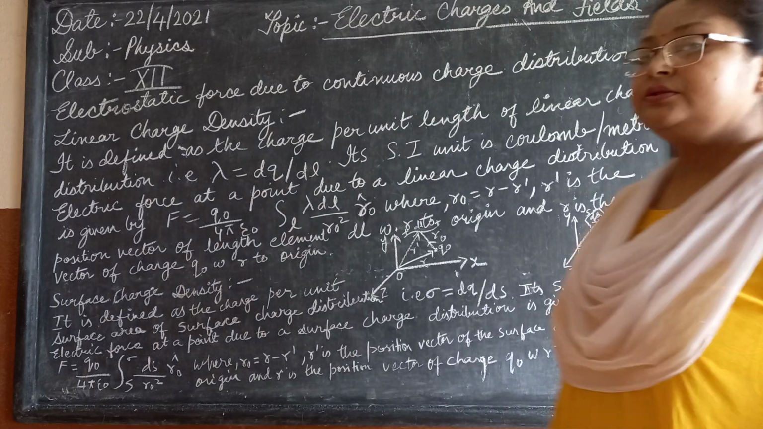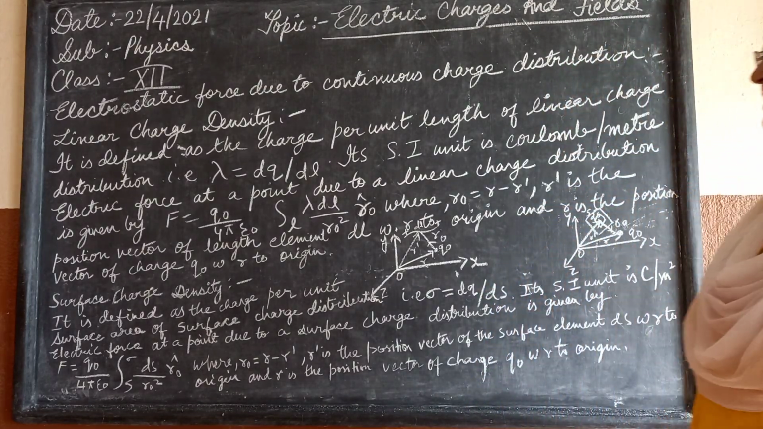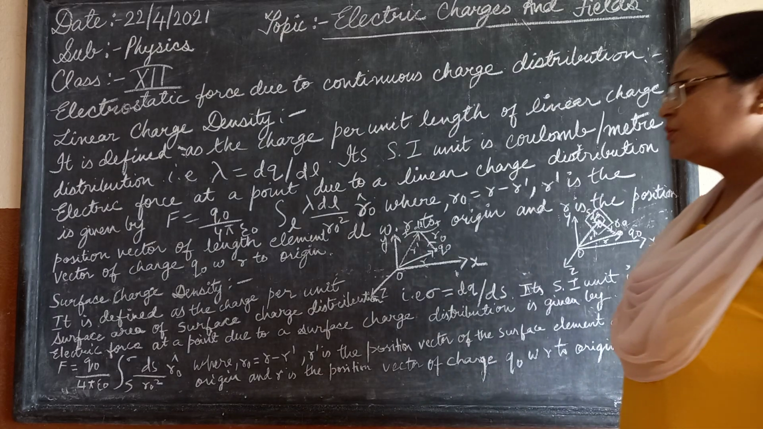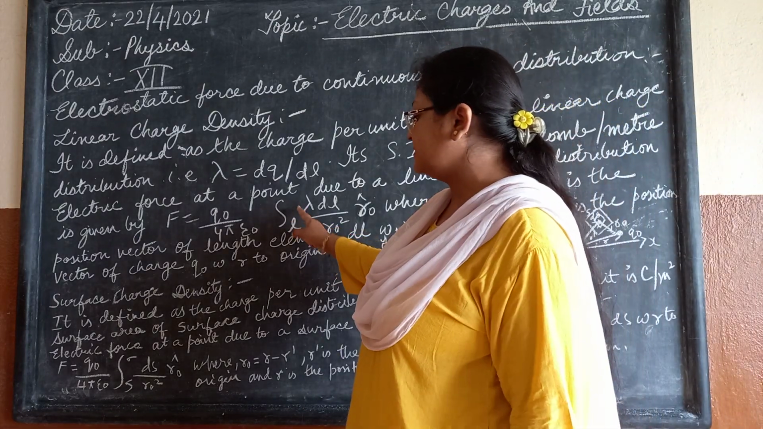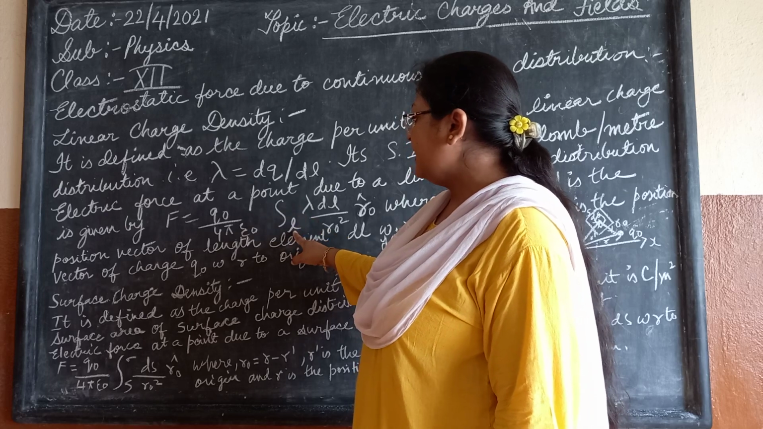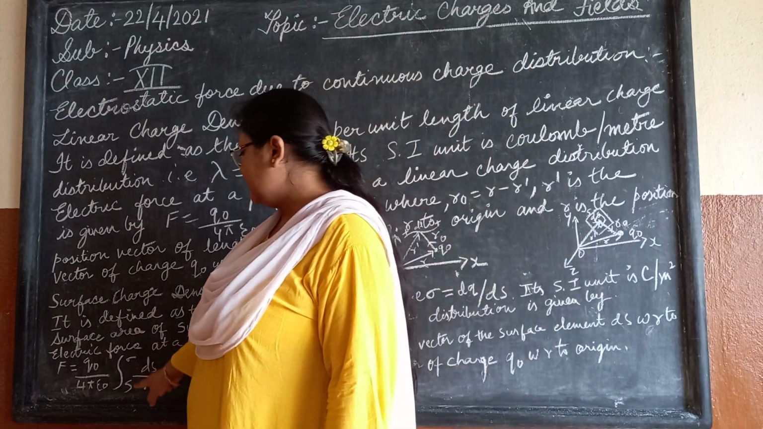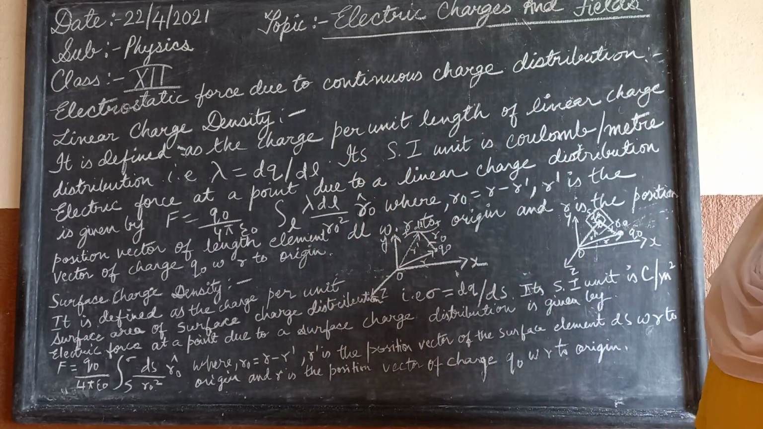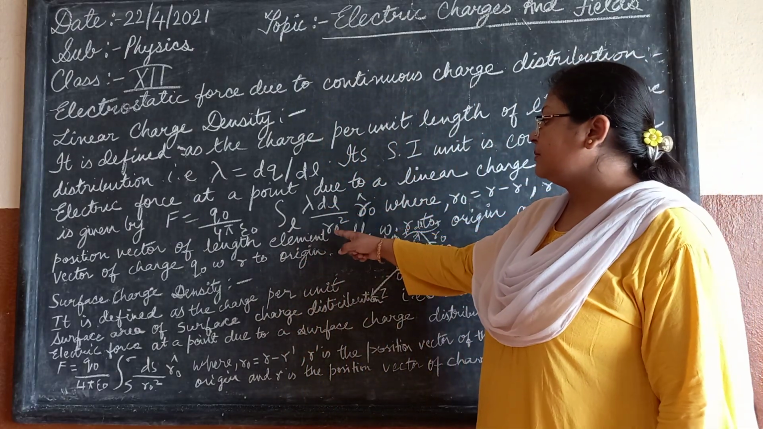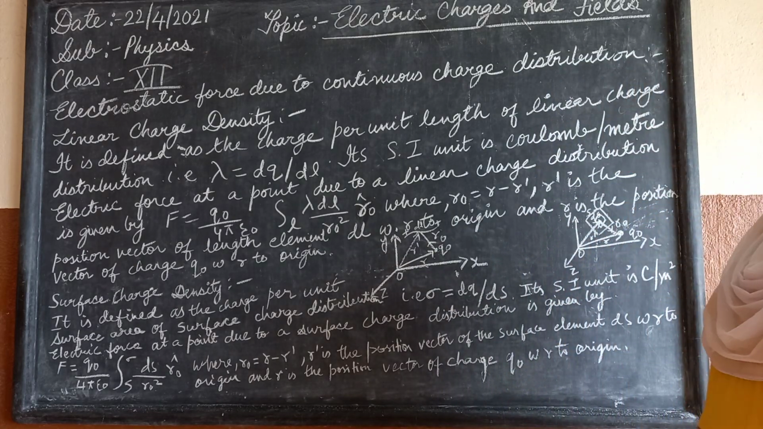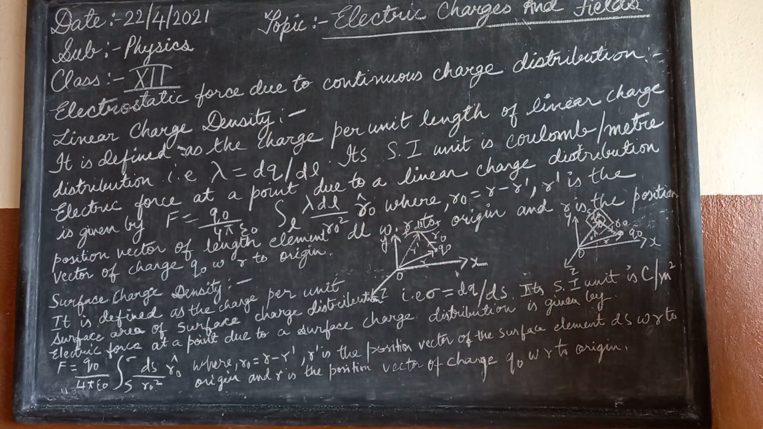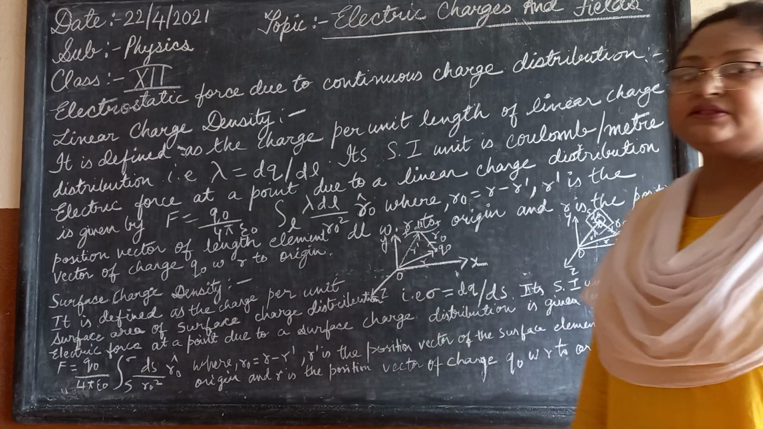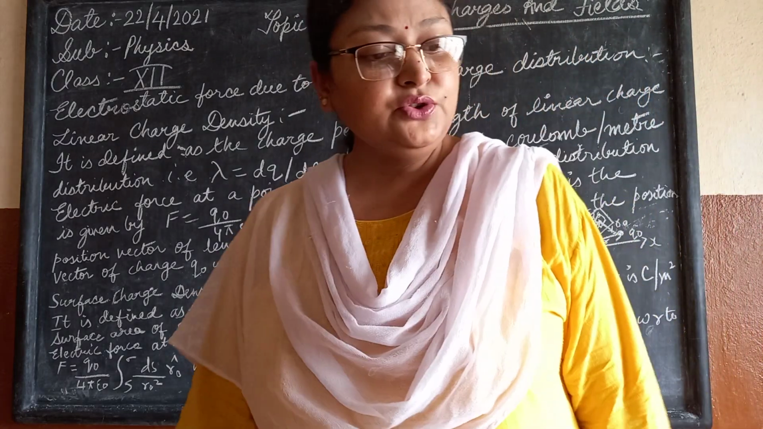So these are the two, linear charge density and surface charge density, and I hope I made it clear. The only difference is that the integral is over L with lambda dl upon r0 square into r0 cap for the linear case, and over S with sigma ds upon r0 square for the surface case. The other things are the same in the linear and the surface charge density.